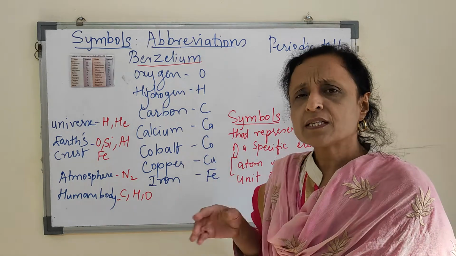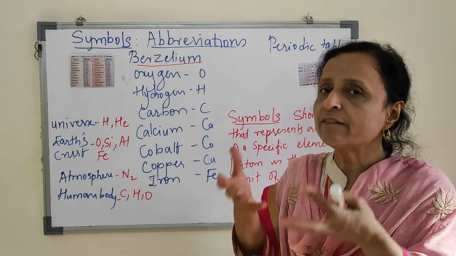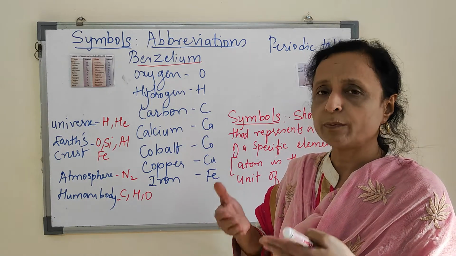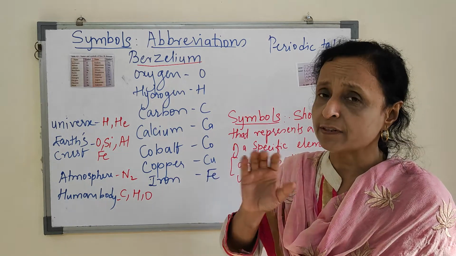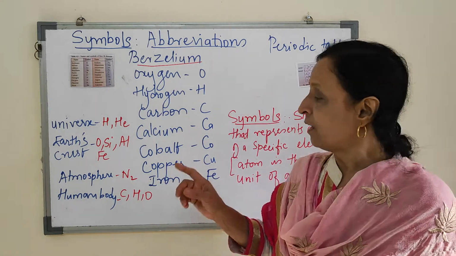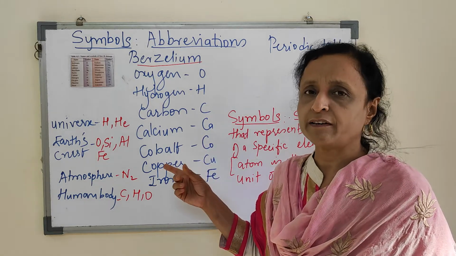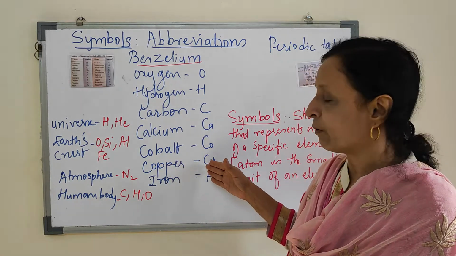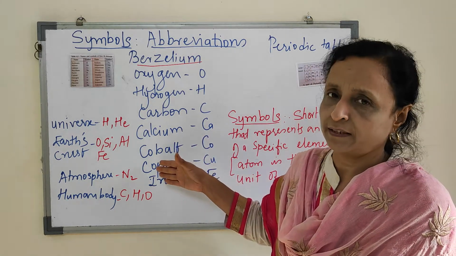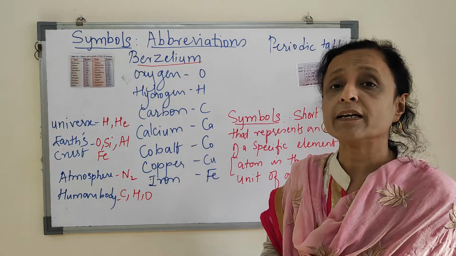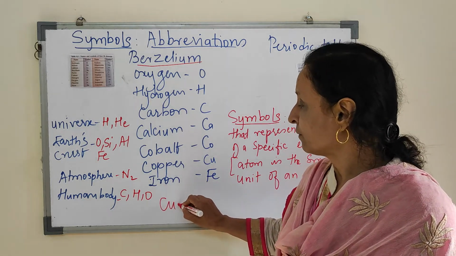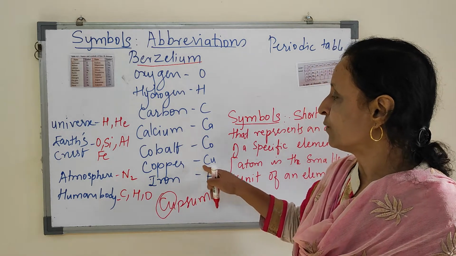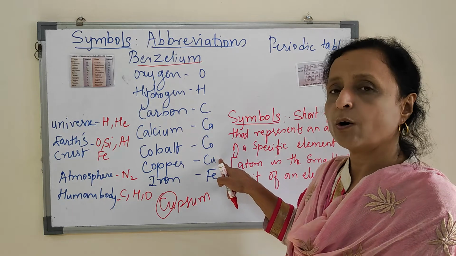Now copper. See, this discovering of the elements and arranging the elements is a slow process. So many scientists have given their input, and some scientists have given scientific names in Latin. So the derivation of this symbol has been from the Latin name. Your copper, the Latin name is cuprum. So what is the symbol? It is Cu. Cu is the symbol for copper.